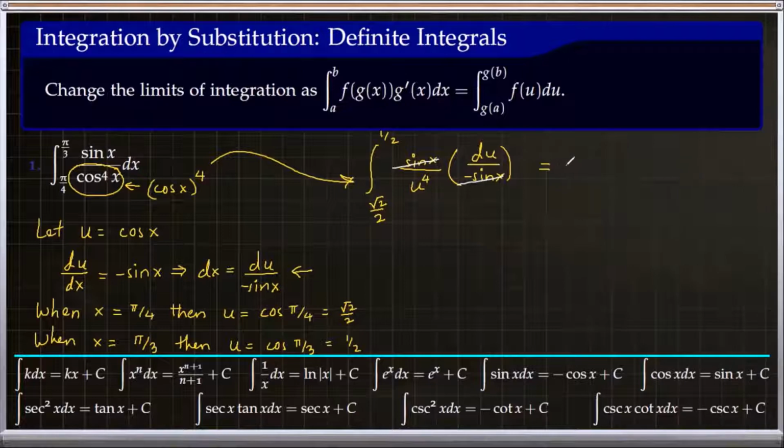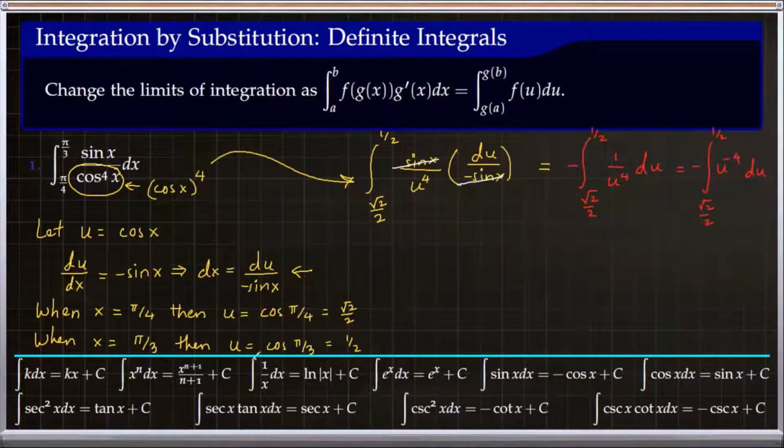I'm going to pull that negative sign all the way to the front. So we get negative integral from root 2 by 2 to 1/2, and then inside we are left with 1 over u to the 4 du. I can rewrite this as negative integral from root 2 by 2 to 1/2 of u to the negative 4 du.